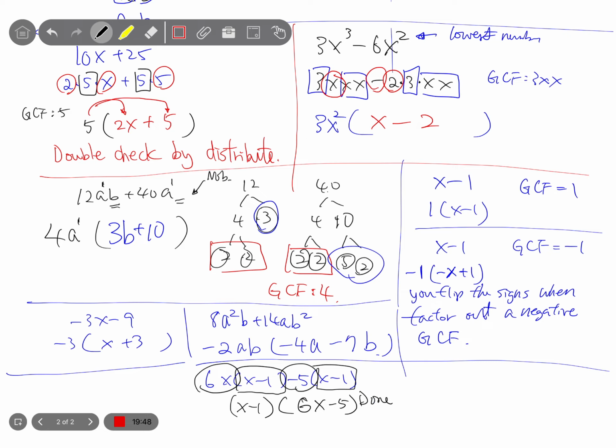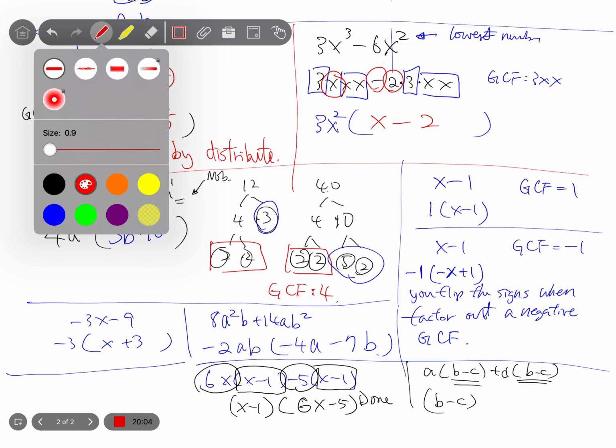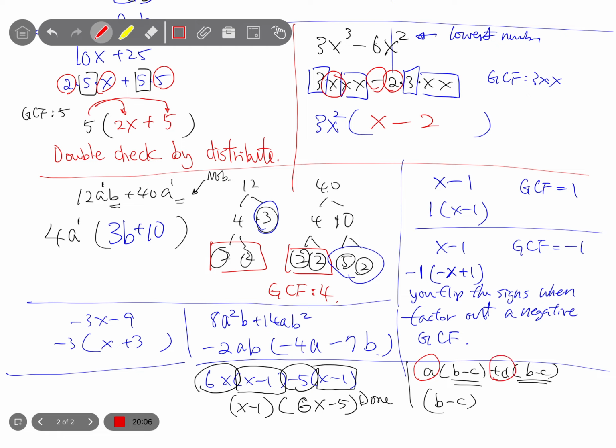Same thing for part B. You have a times the parentheses b minus c, plus d times b minus c. Notice the b minus c right here. Those are common, so factor that out. And you have a plus d as leftovers, and we put them into a different parentheses.